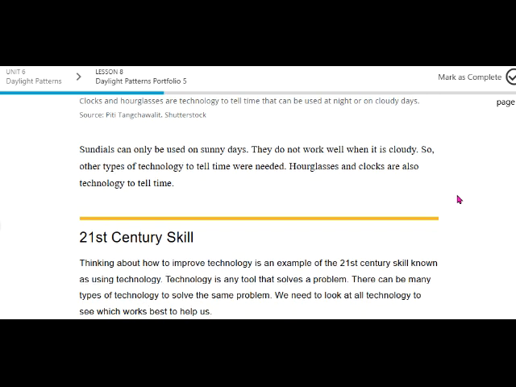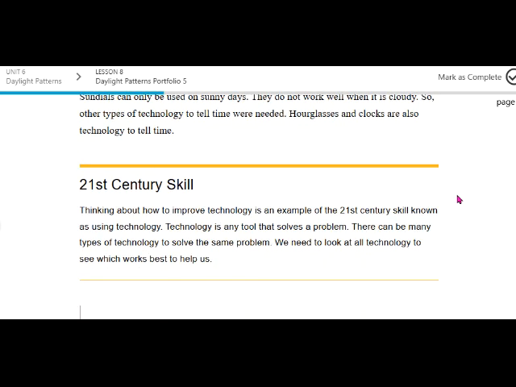Hourglasses and clocks are also technology to tell time. 21st century skill. Thinking about how to improve technology is an example of the 21st century skill known as using technology. Technology is any tool that solves a problem.